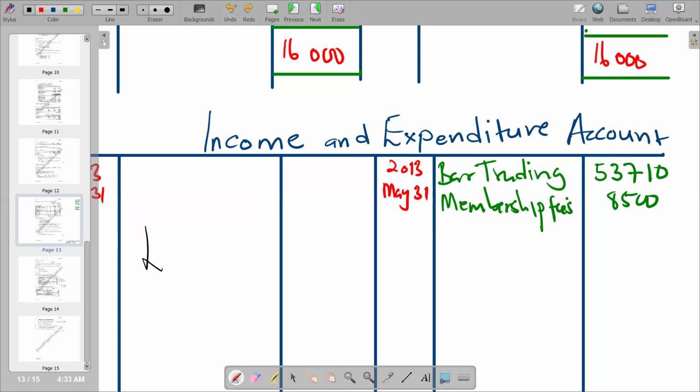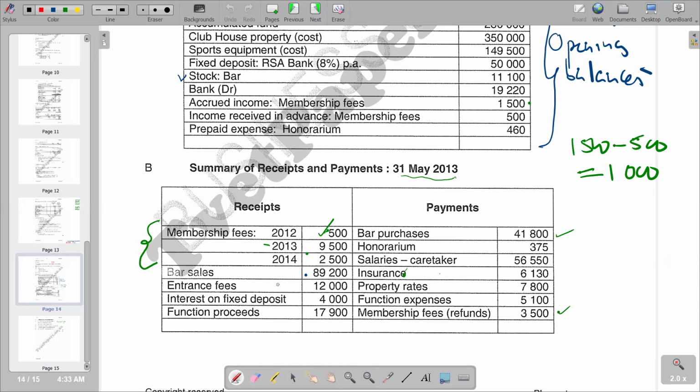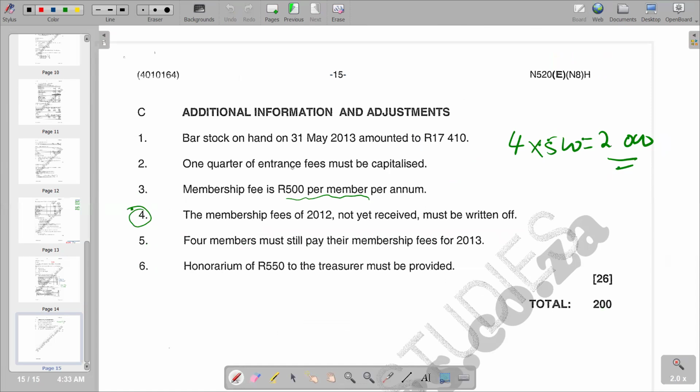So we are now going to our question and trying to identify our expenses and income. You can go to the debit side, and I'll go down. We can just try to identify according to our income. But obviously, you don't have to post as it is, as you need to find under additionally that we have one quarter of entrance fees must be capitalized. One quarter of entrance fees must be capitalized.